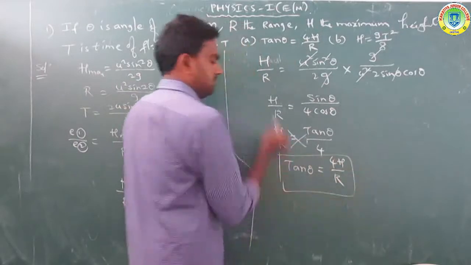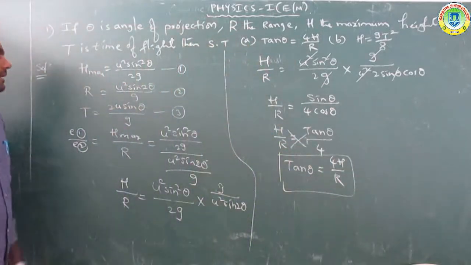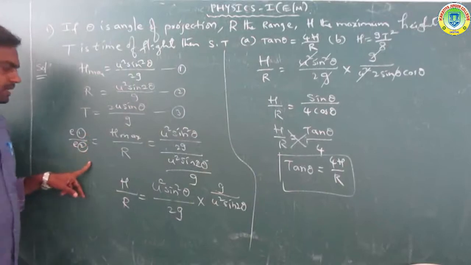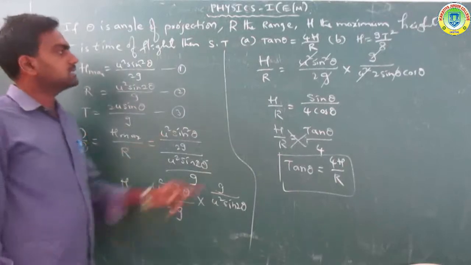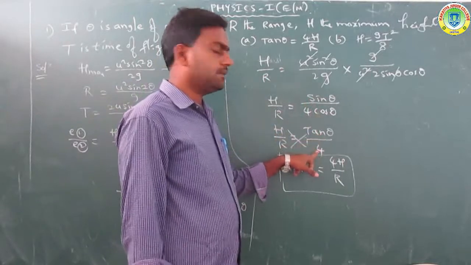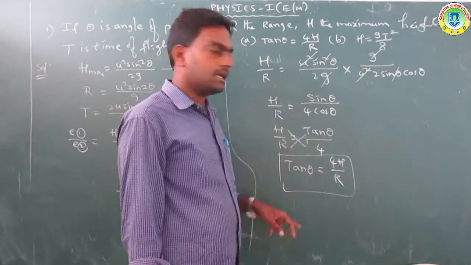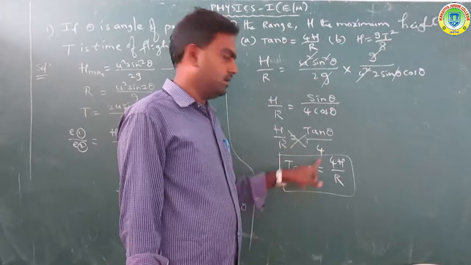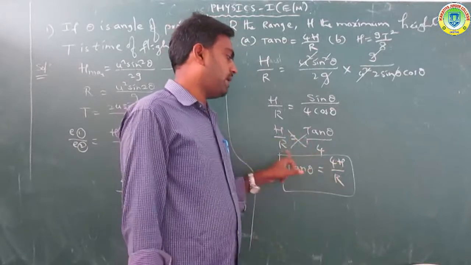Okay, got it. So here the equation is divided with respect to equation 2, and on simplification we get sin theta by cos theta, that is tan theta, so tan theta by 4, and cross multiplication gives tan theta is equal to 4 into h, 4h by r.